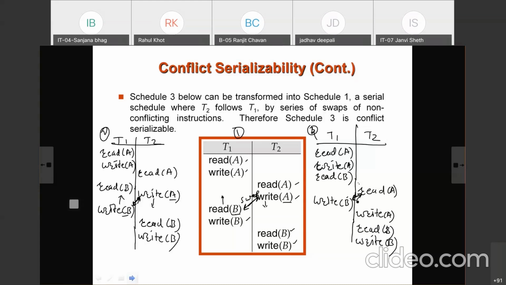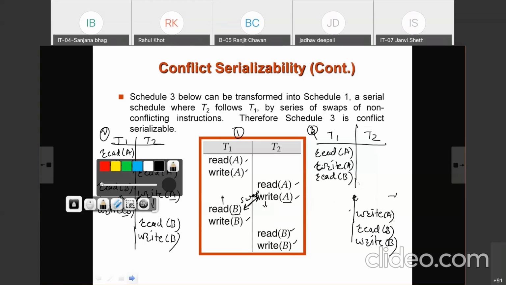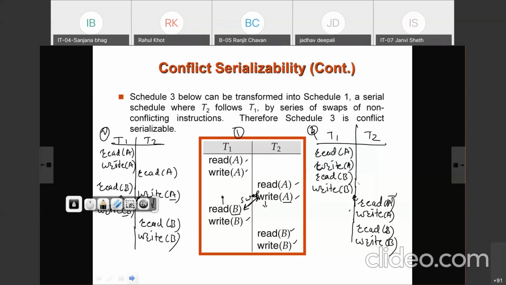Yes, I can. Why? Because it operates on A, it operates on B. So I can swap these two instructions. After swapping, write B comes here and read A comes here. So after swapping these instructions one by one in 4 steps, 5 steps, this concurrent schedule is converted into a serial schedule. Correct? This concurrent schedule is converted into a serial schedule after swapping non-conflicting instructions.